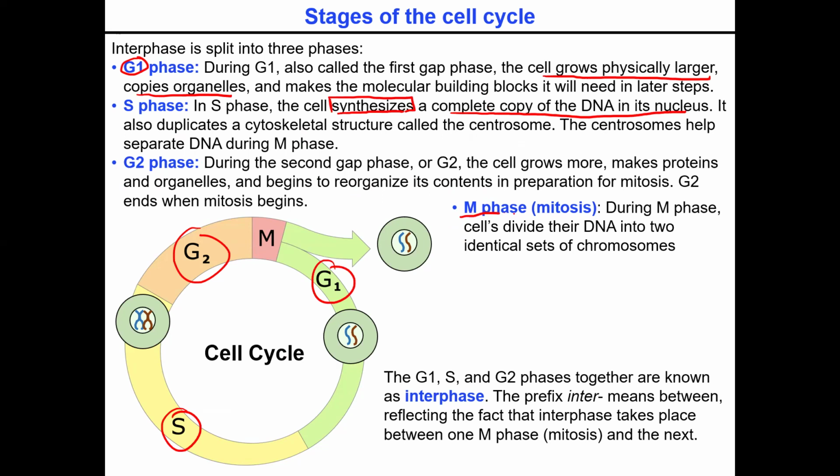Now, in that M phase, in mitosis, this is where the cell is going to divide out into two pieces. During the M phase, cell division, cells divide their DNA into two identical sets of chromosomes. So we're really getting into that portion now where it's going to divide out.